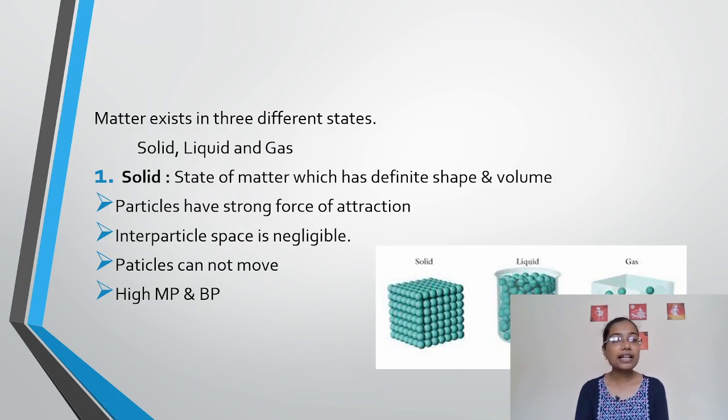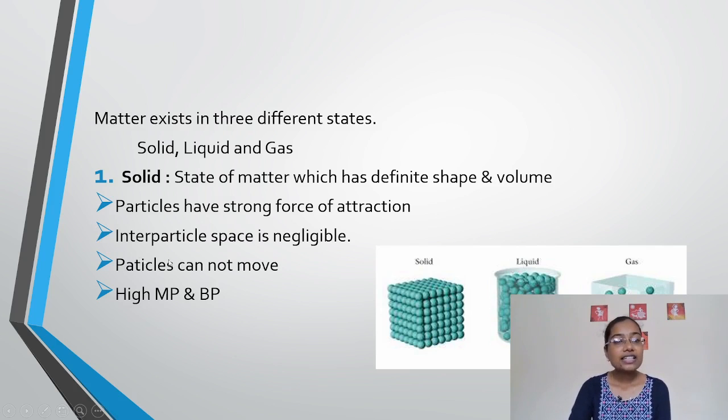And how are the particles arranged in solids? We'll see. Particles are nothing but the small fundamental units from which matter is made up. Here you can see particles have strong force of attraction. In this image, these small rounded shapes are particles. They are arranged in a compact and orderly manner. They are so compact because they have strong force of attraction.